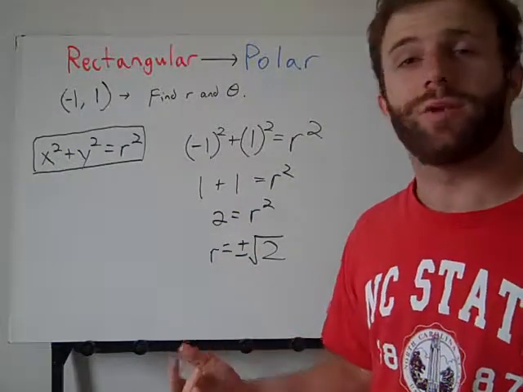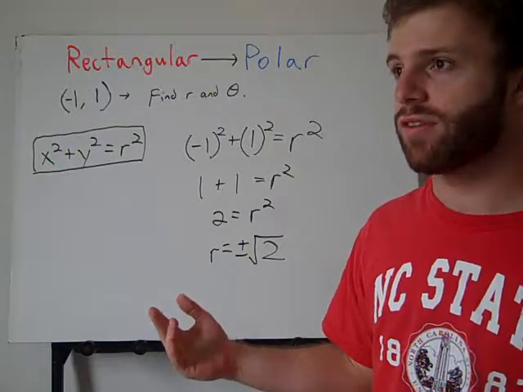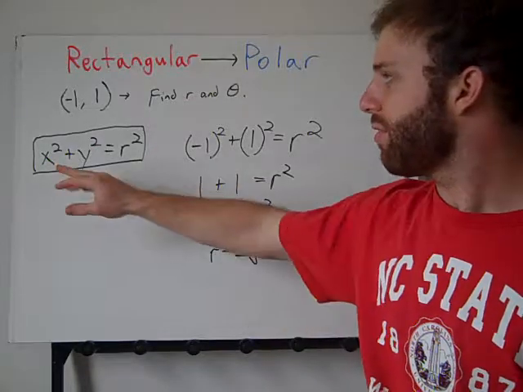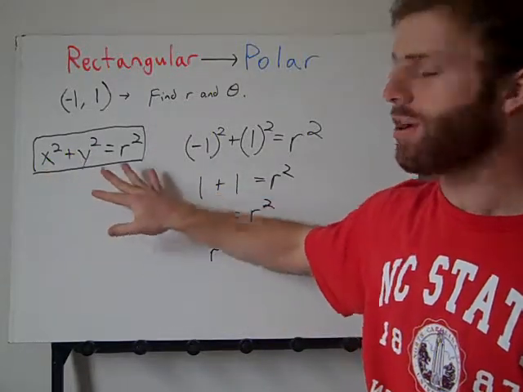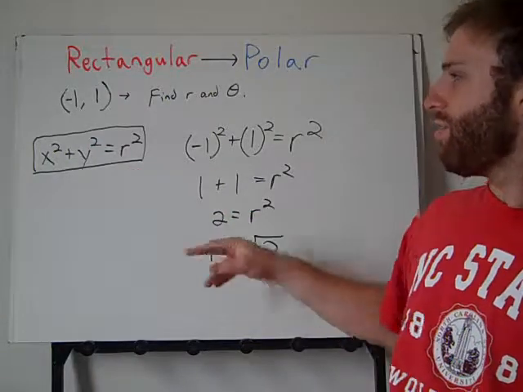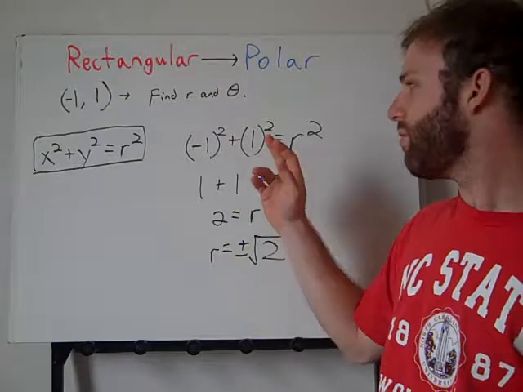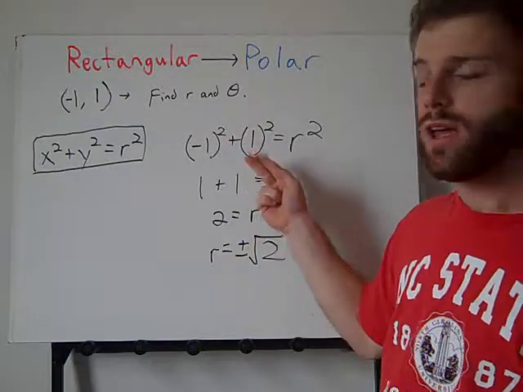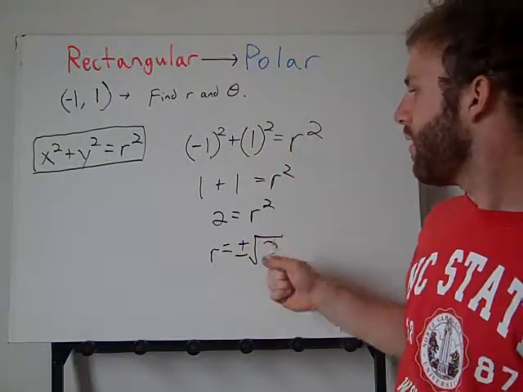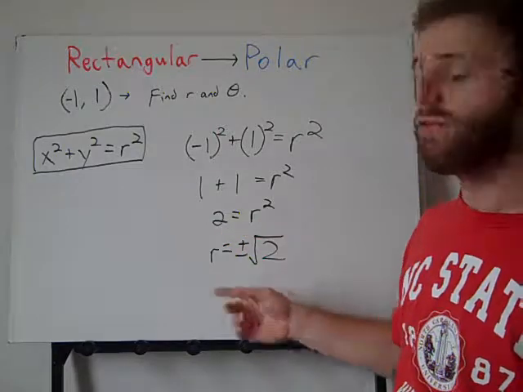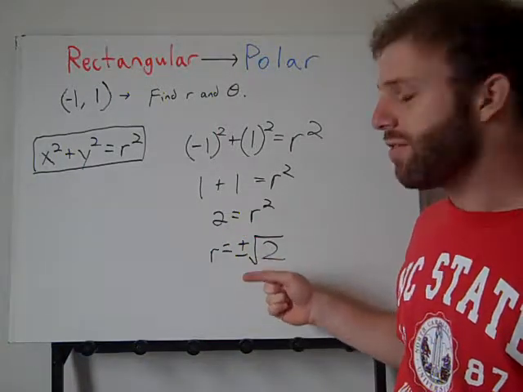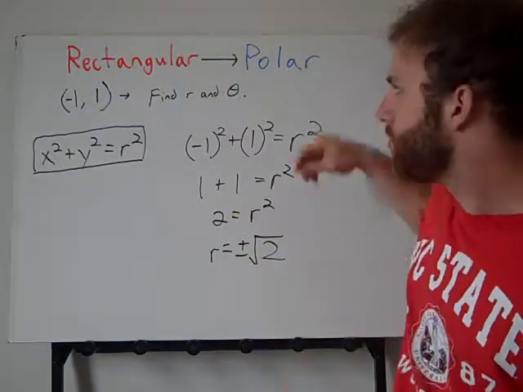So the best equation we can use in this case that's going to get us through the quickest is going to be x squared plus y squared equals r squared. So if we just take our x and y points, we can put those in here. So we've got -1 squared plus 1 squared equals r squared. That comes out to be 2 equals r squared. So r is going to be positive or negative square root of 2.